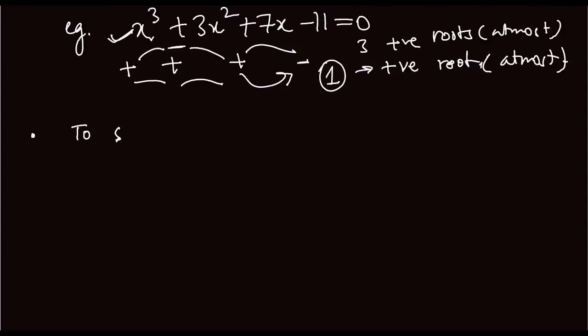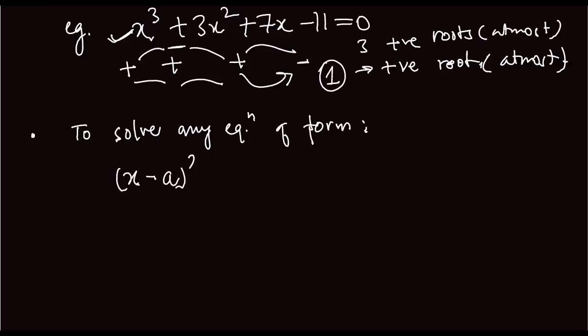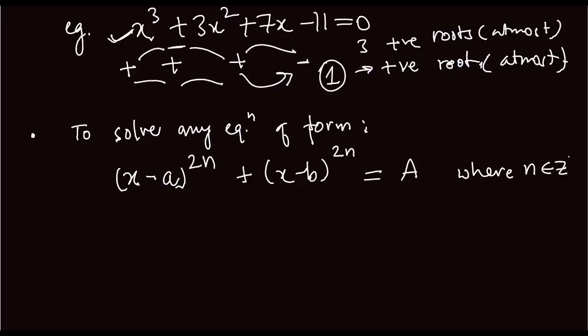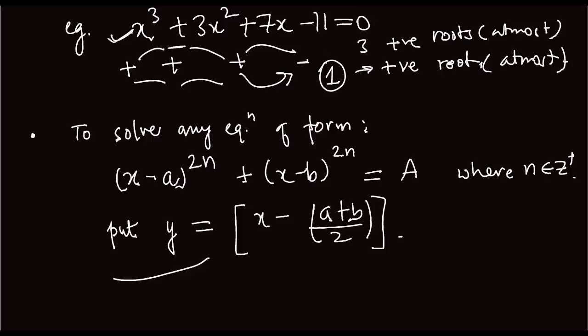Now, next point: if you have an equation in the form of x minus a to the power 2n plus x minus b to the power 2n is equal to some constant, where n belongs to Z plus, that means positive integers, then you have to take another variable, which is x minus a plus b by 2, put it in this equation and then solve it. Then you will get the answers.